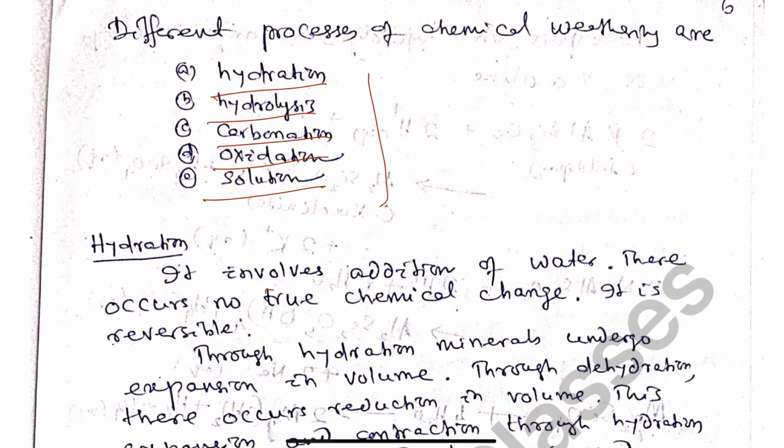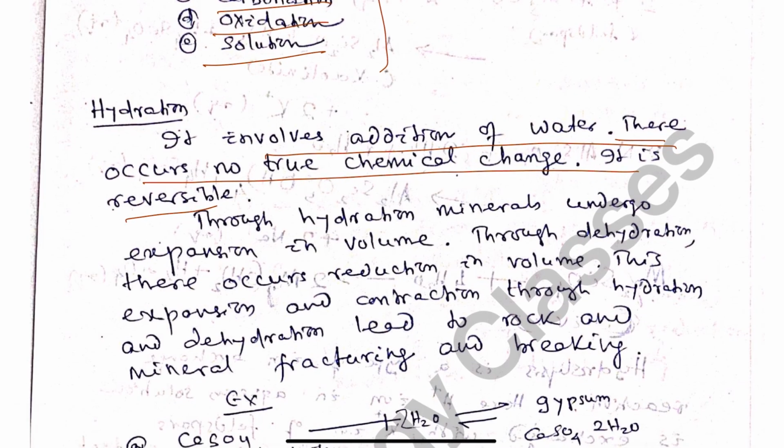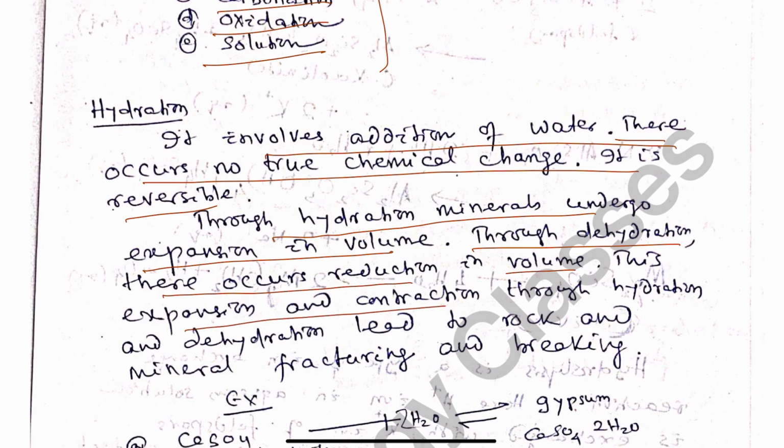So what is hydration? It involves addition of water into the rocks or the minerals. They absorb water, and through this process they become weak. And this absorption of water is not involving a true chemical change, because this is a reversible reaction. Through hydration, the minerals undergo expansion in volume. Through dehydration, they shrink in volume. This expansion and contraction through hydration and dehydration lead to rock and mineral fracturing and breaking.